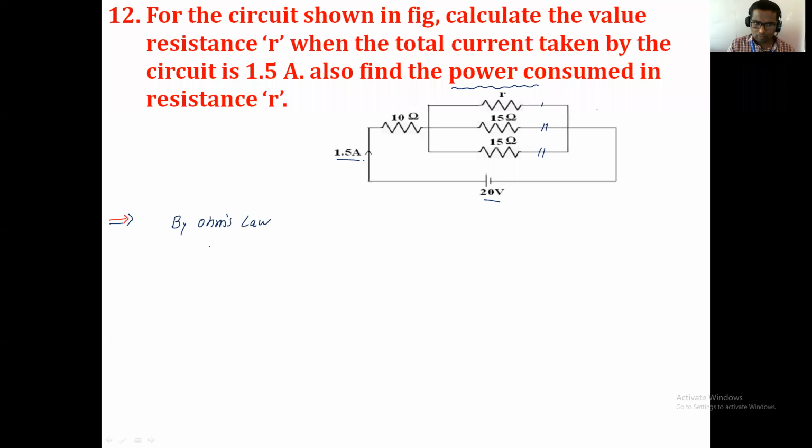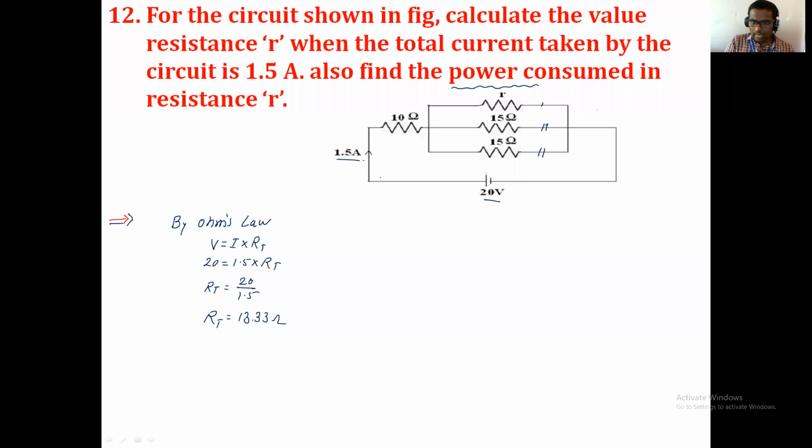So if I apply Ohm's law, V is equal to I into R total. The voltage is 20, which is equal to 1.5 multiplied by R total. So R total is equal to 20 divided by 1.5. So R total is equal to 13.33. Is it right? Yes, sir. Okay, this is the total resistance.